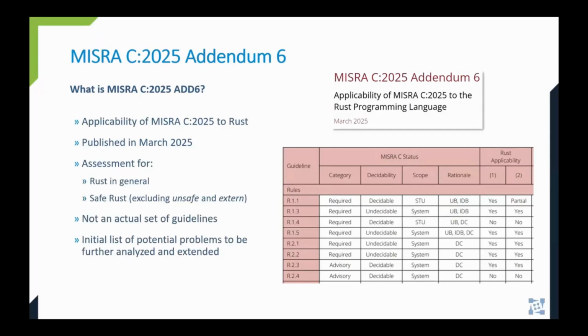Note that the document is not the actual set of guidelines for Rust, but should be rather treated as an initial list of potential problems that shall be somehow mitigated. Further deeper analysis on how to enforce safety in these areas is still required, whether to be done by the MISRA, by the Safety Critical Rust Consortium, or as a joint work between those two. So that concludes the walkthrough of the recent publications produced by the MISRA C working group.